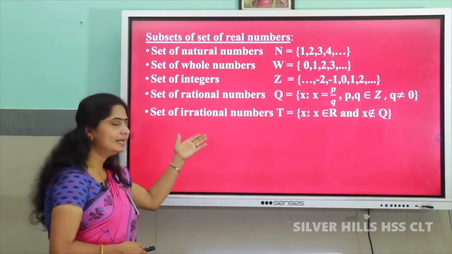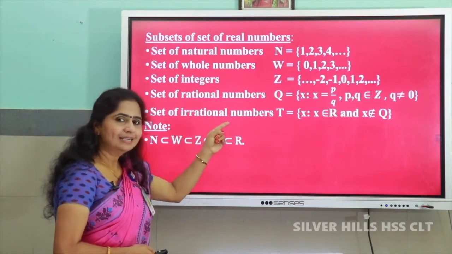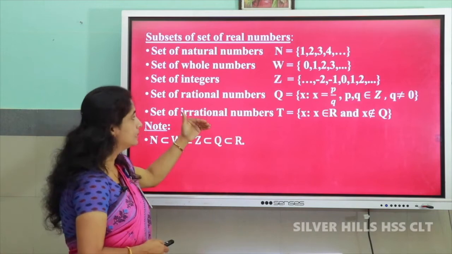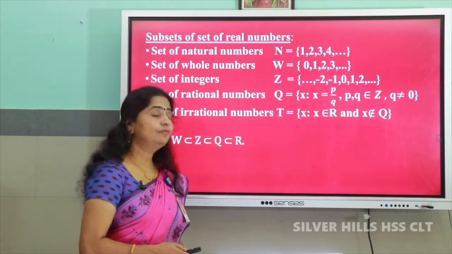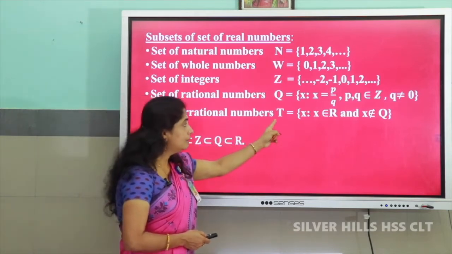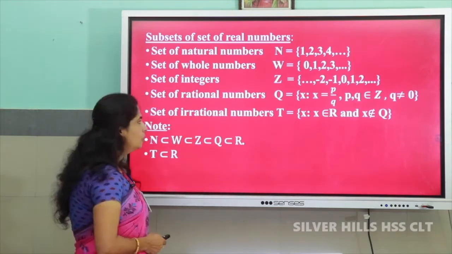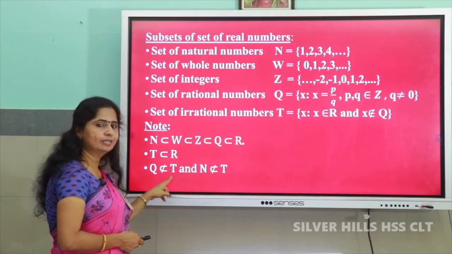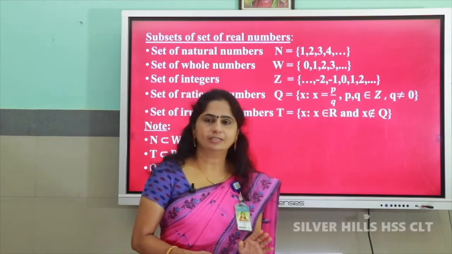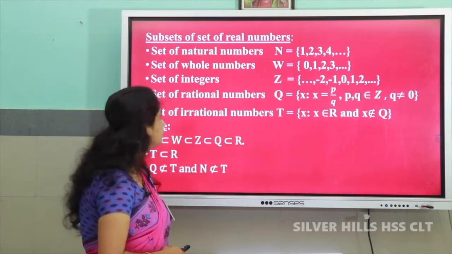Okay. So, all these are subsets of real numbers and we should also note that N is a proper subset of W, which is a proper subset of Z, which is a proper subset of Q, and it is a proper subset of the real numbers R. You can also see the elements of T belong to R. So, I can say T is a subset of R. Also, we can see that Q is not a subset of T. Similarly, the natural numbers are also not a subset of the irrational numbers. These are a few examples connected with subsets.